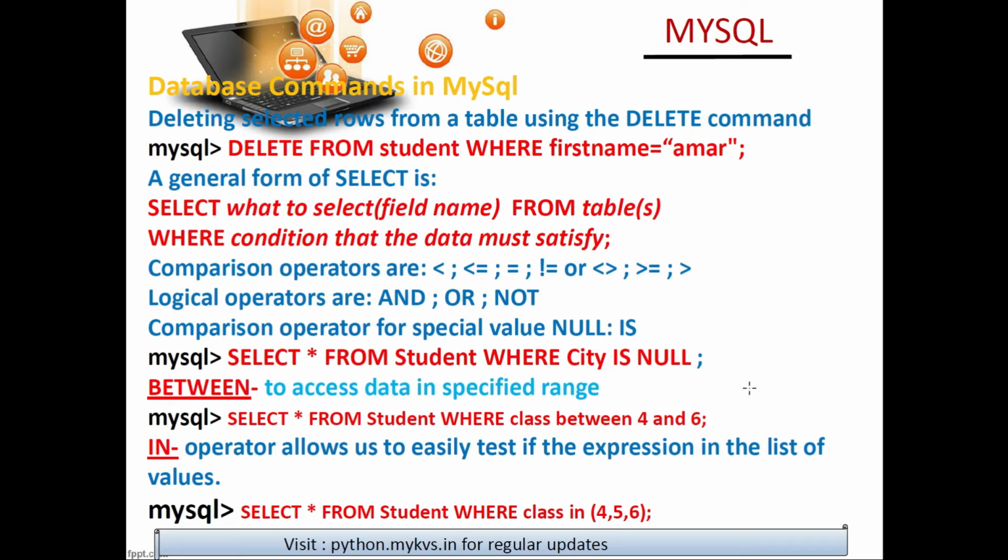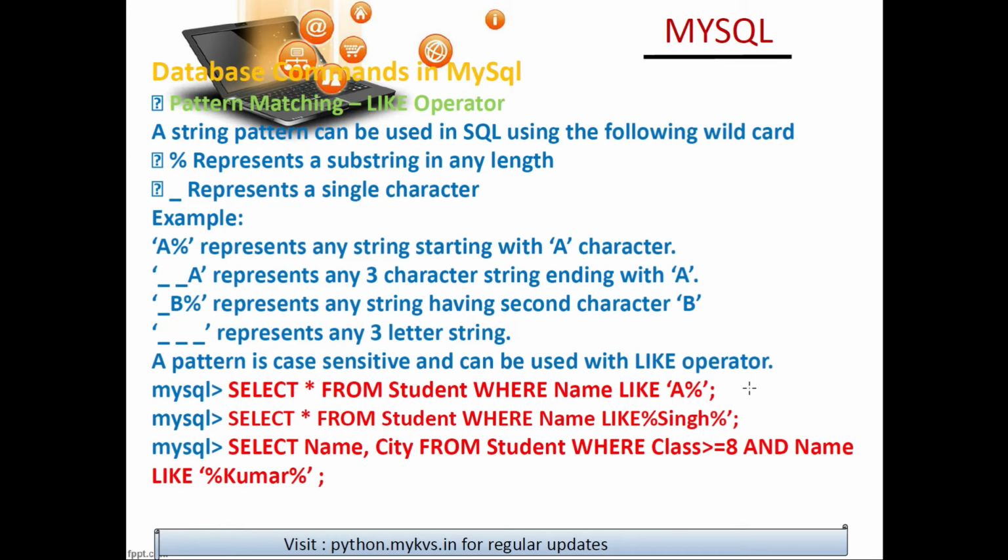The IN operator allows you to easily test if the expression is in the list of values. So select star from student where class in 4, 5, 6. That means the students who are studying in standard 4, 5, and 6, only their records will be displayed.